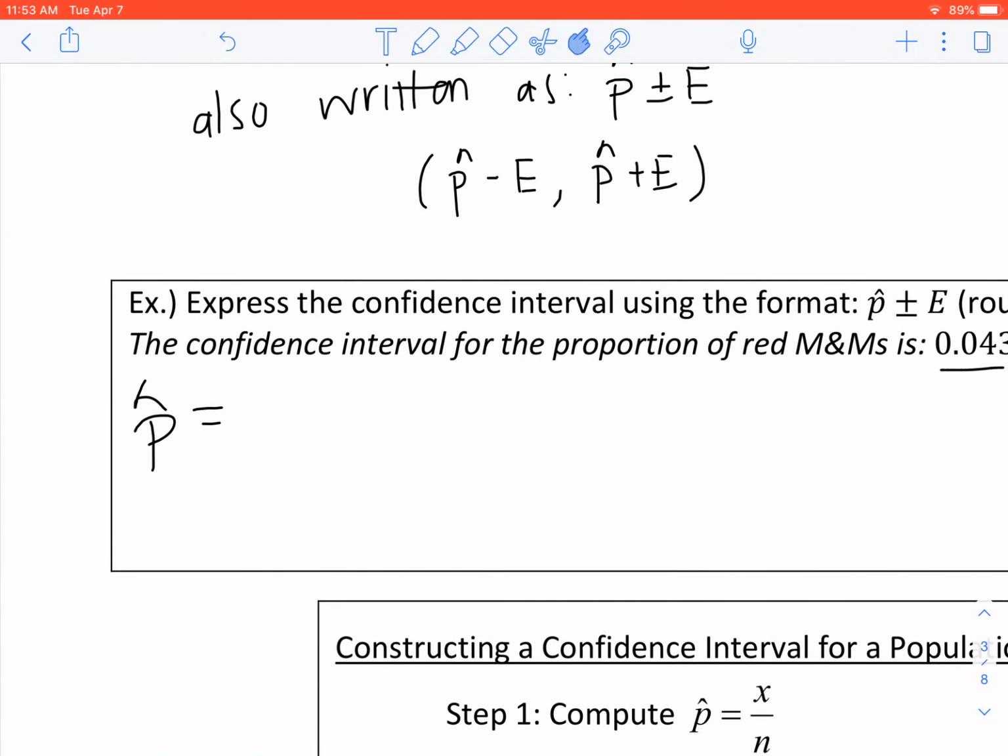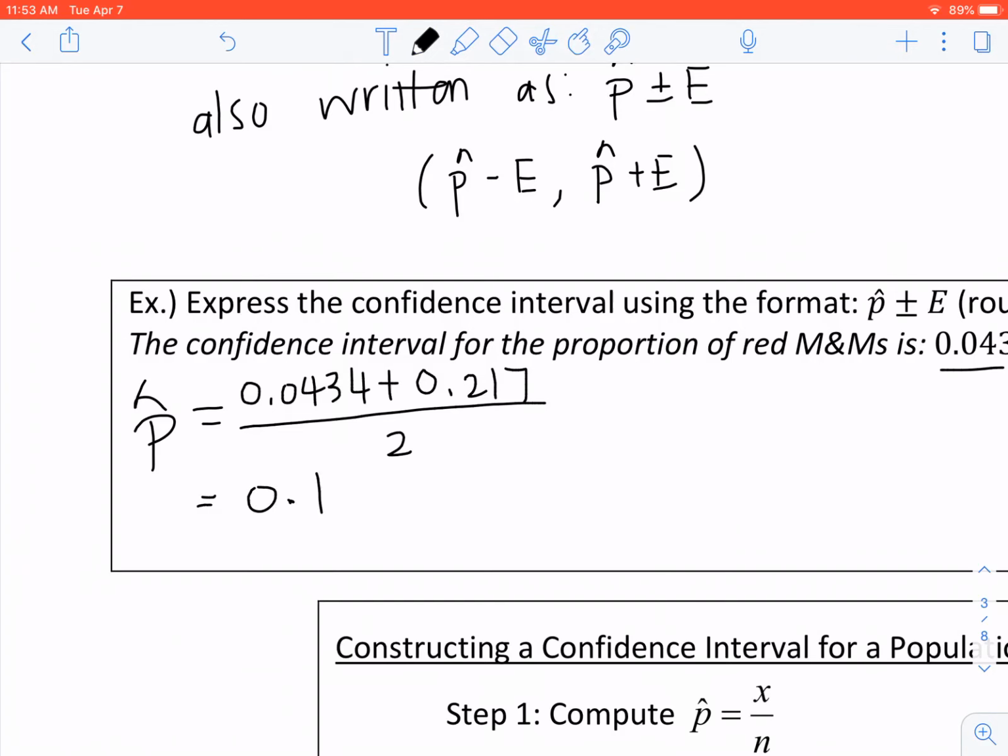And so adding those together, we have 0.434 plus 0.217 divided by 2, and we get 0.130.